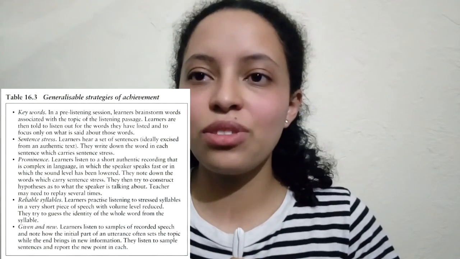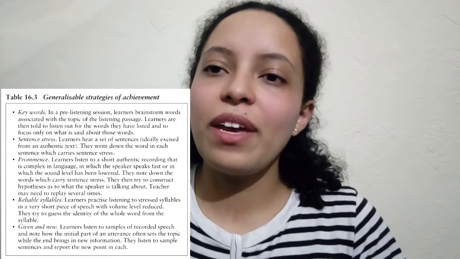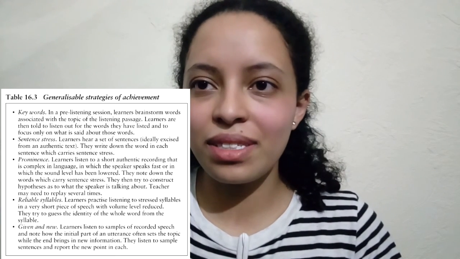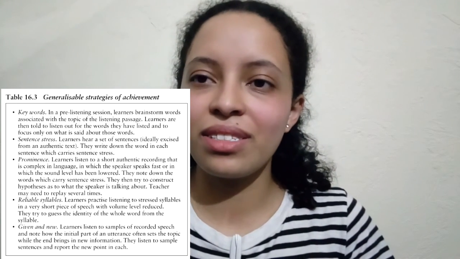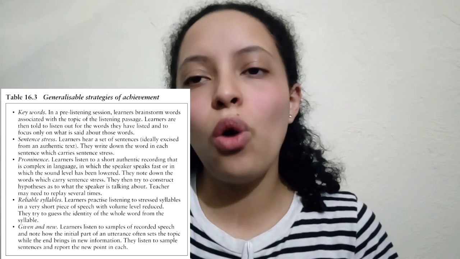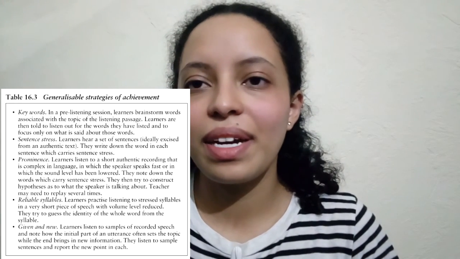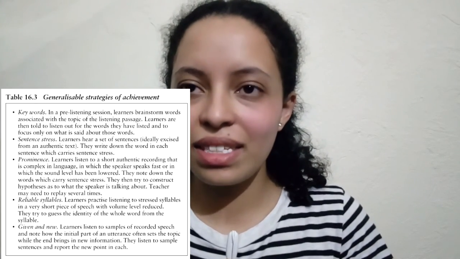The strategies are keywords: learners associate words with the main topic. Sentence stress: they write words which carry sentence sense and prominence, and they note down the sentence stress. Reliable syllables: they guess a whole word from a record. And finally, given new: listen to a sample sentence and guess how the new part of the record will start. These strategies accord well with the direct approach.